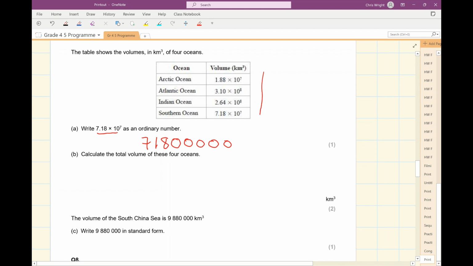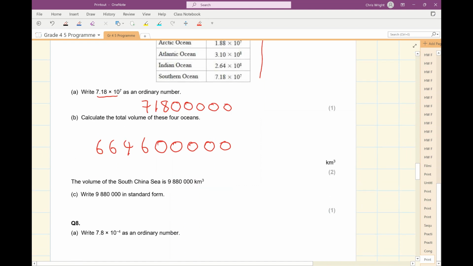Calculate the total volume of the 4 oceans. Well, I'm just going to add them up. And I think I'm going to add them up on my calculator. 1.88 times 10 to the 7 plus 3.10 times 10 to the 8 plus 2.64 times 10 to the 8 plus 7.18 times 10 to the 7 equals. And here's the answer, 6646, and then 5 zeros. And it doesn't say give your answer in standard form, so that's my answer.